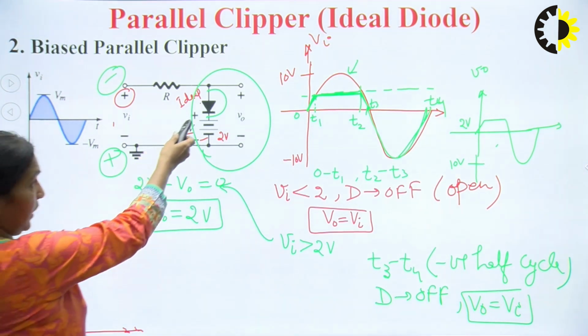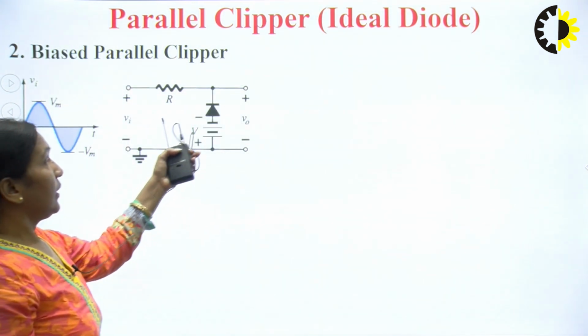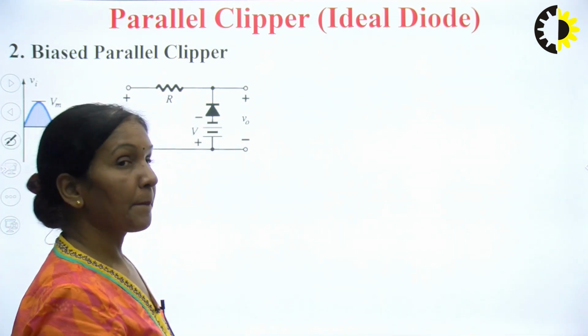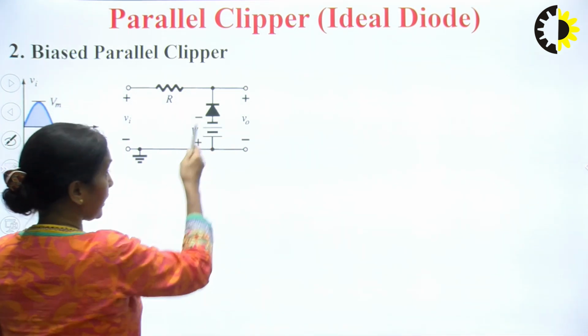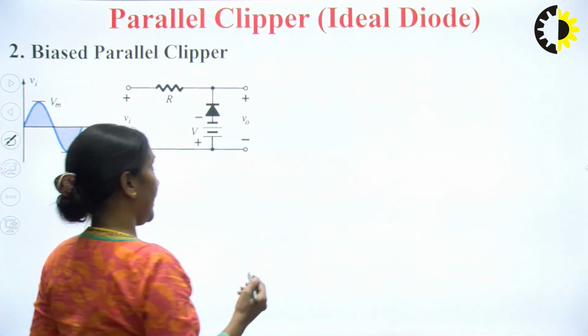Here you can see the diode direction, and in the second problem, the orientation of the diode has been changed, and also it is connected to the negative terminal of the battery. Okay. So again, let us start the analysis.